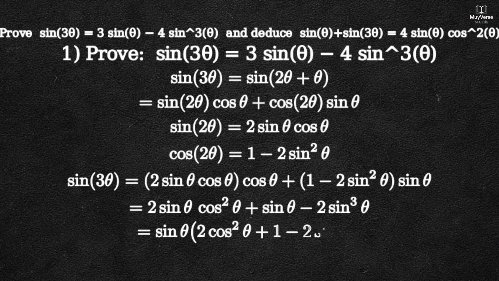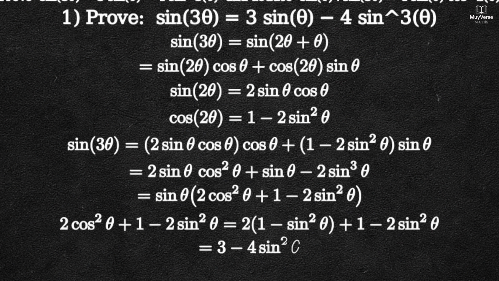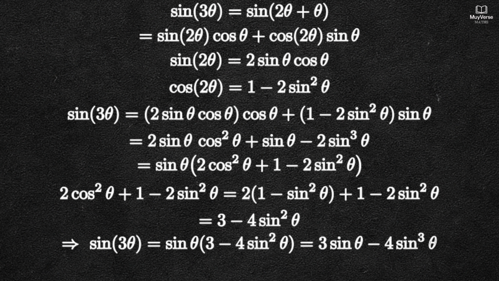Factor out sine theta from the 3 terms. Step 5. Use the identity cosine squared theta equals 1 minus sine squared theta inside the brackets. Now simplify. 2 minus 2 sine squared theta plus 1 minus 2 sine squared theta equals 3 minus 4 sine squared theta. Therefore, sine of 3 theta equals sine theta times the quantity (3 minus 4 sine squared theta). That is 3 sine theta minus 4 sine cubed theta.